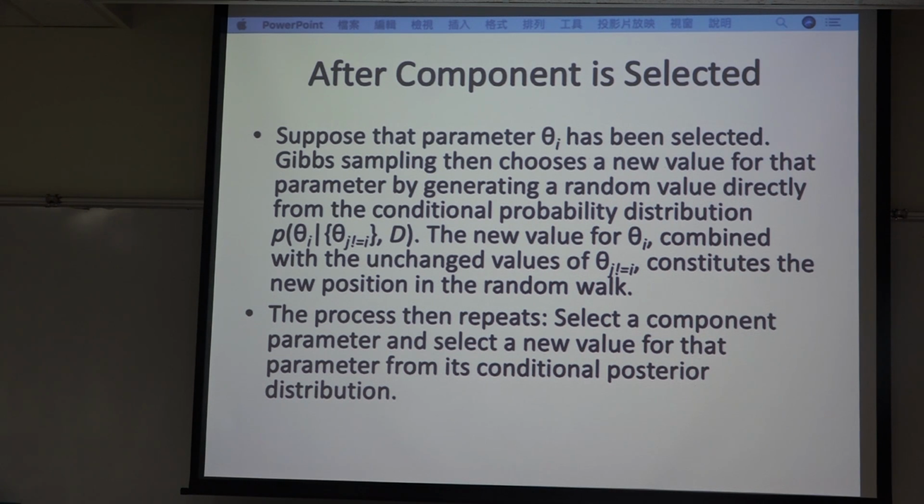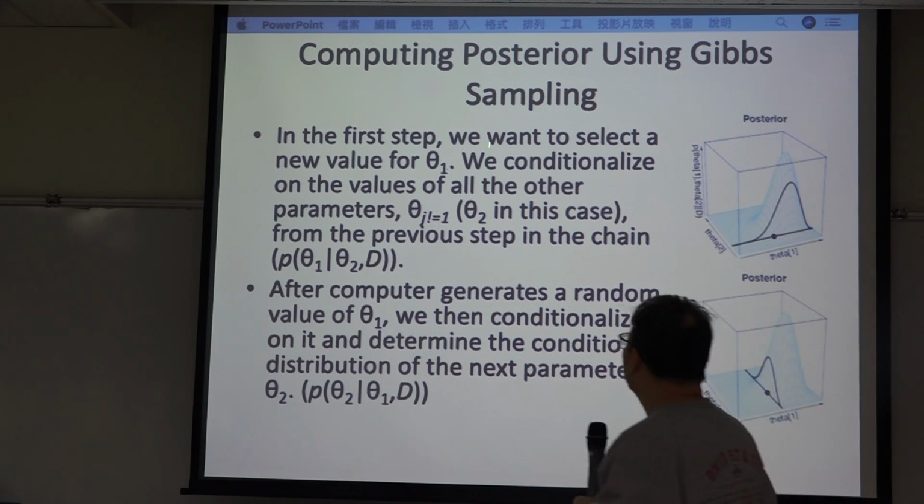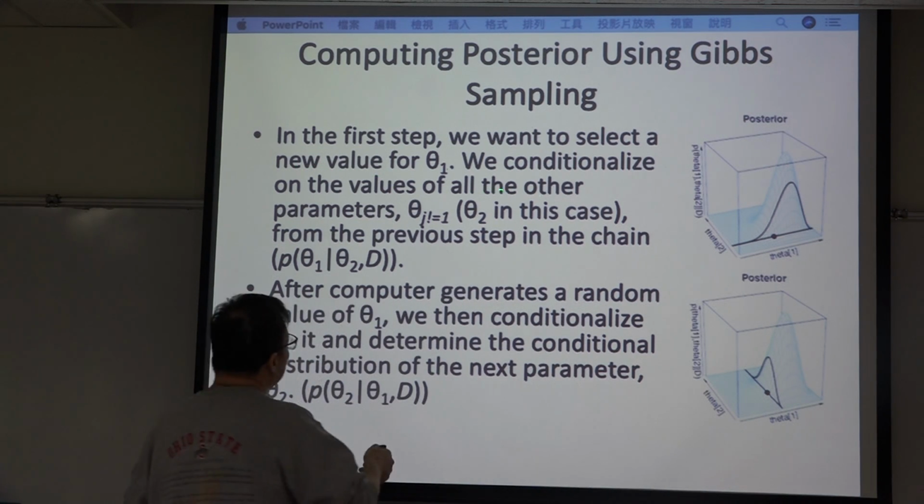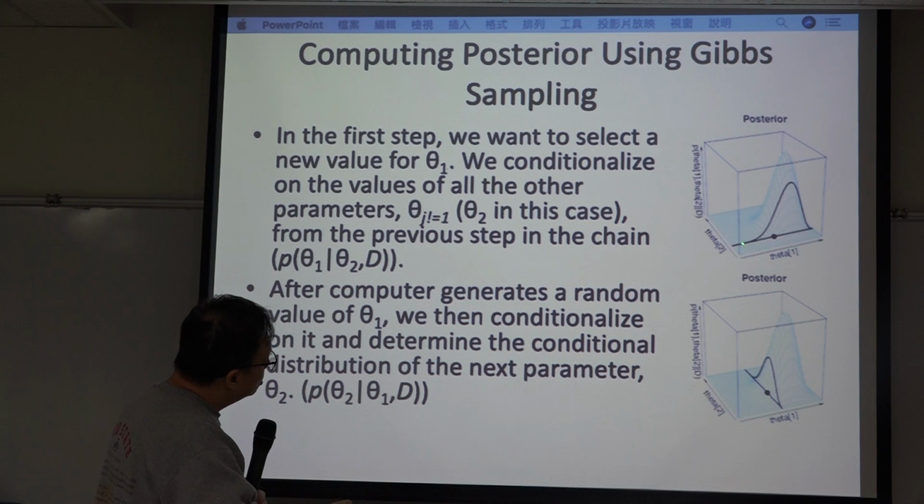Okay, for Gibbs sampling to work, you need to have this conditional probability distribution. This is an example. In the first step, we want to select a new value for theta 1. This is the 2 theta scenario. So you can see, first we select theta 1, so theta 2 is unchanged.